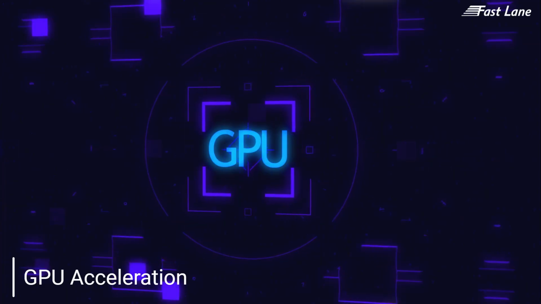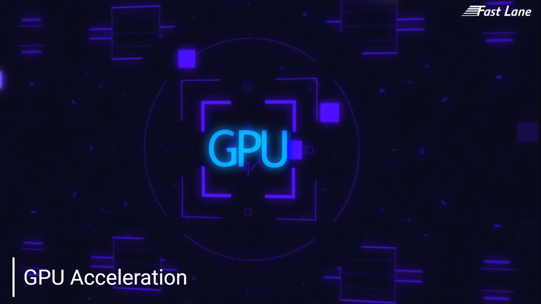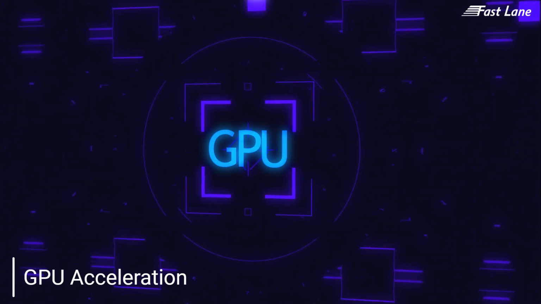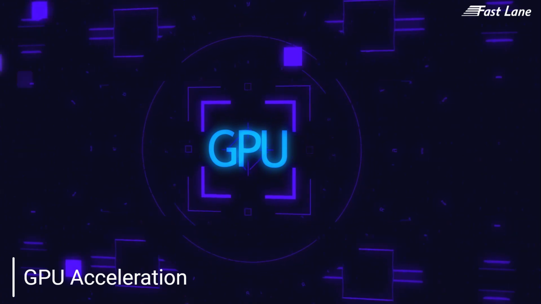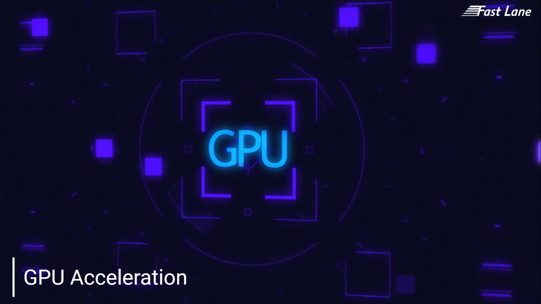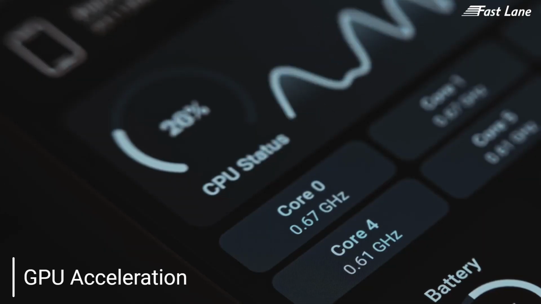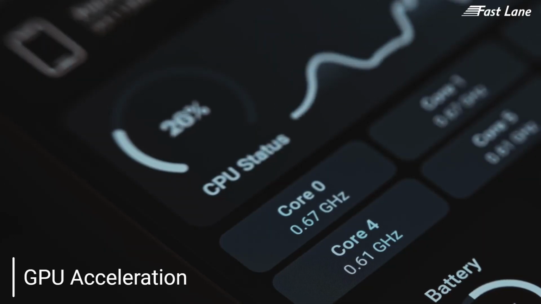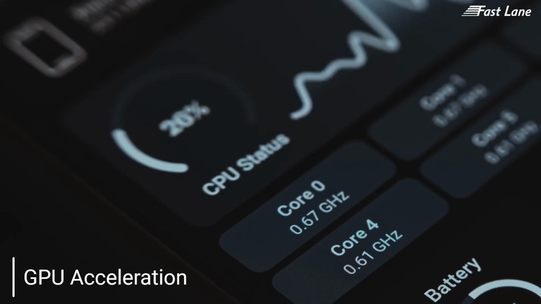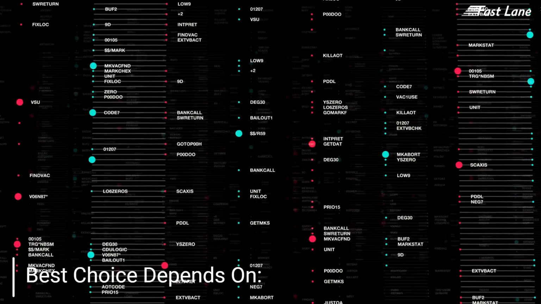And finally, we have GPU acceleration, which is the use of graphics processing units to perform computations. GPUs are optimized for handling large amounts of data and can significantly speed up the processing time for certain applications. This is especially useful for tasks like machine learning and deep learning, where massive amounts of data need to be processed quickly.